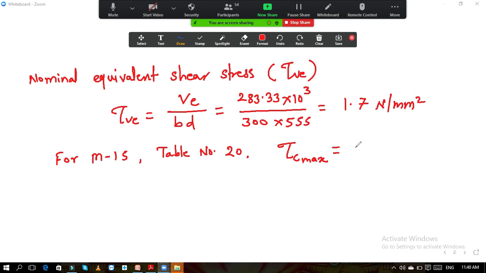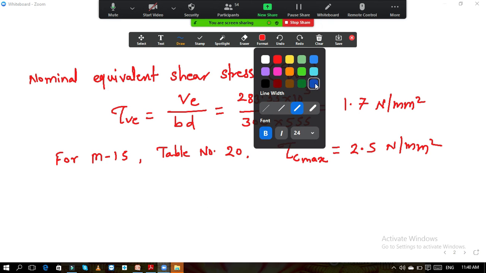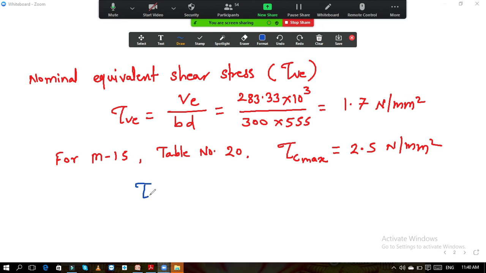Okay, so now as we know the value is 2.5 over here, we will go to our notes board. So tau c max is 2.5 Newton per mm square. Now compare these two values, 1.7 and 2.5. Which is greater? So I can write over here, your tau v is less than tau c max. What is the meaning of this? So here I can write: there is no need to revise the section.